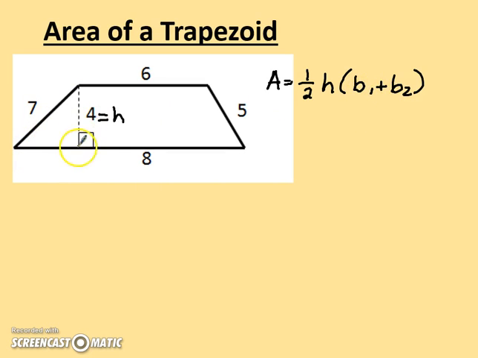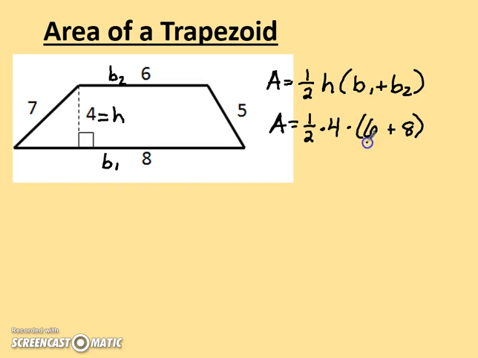Our bases are what the height is being measured between. So this is our base and this is our base. And it won't matter if you label them 1 and 2 or 2 and 1. It doesn't matter. So our area equals 1/2 times the height, which is 4, times the two bases added together, which are 6 and 8.